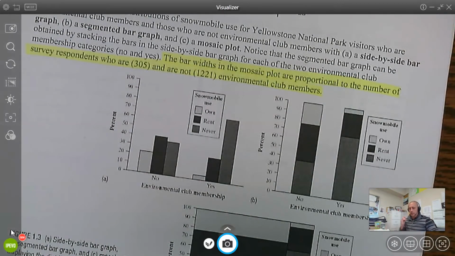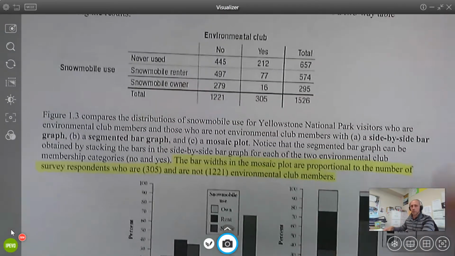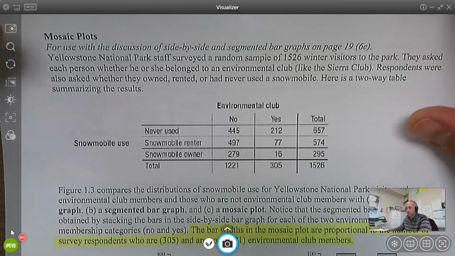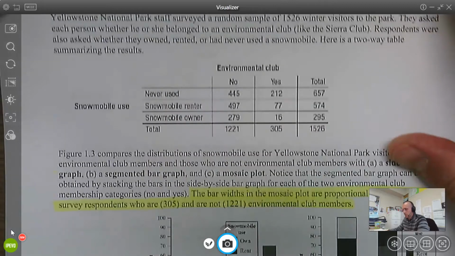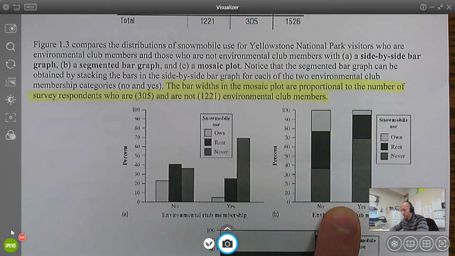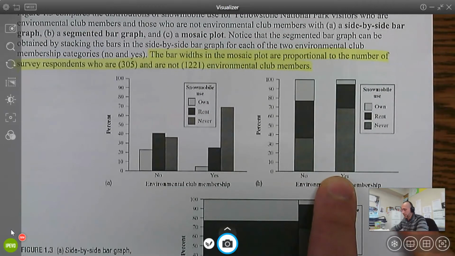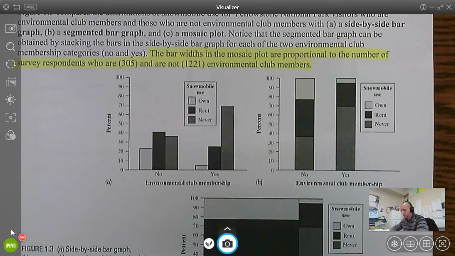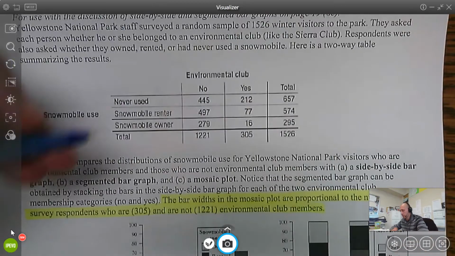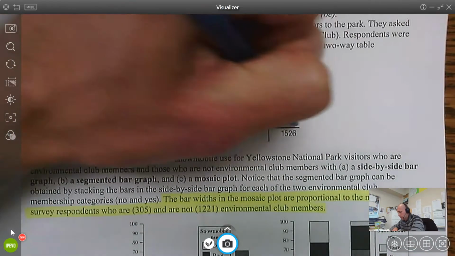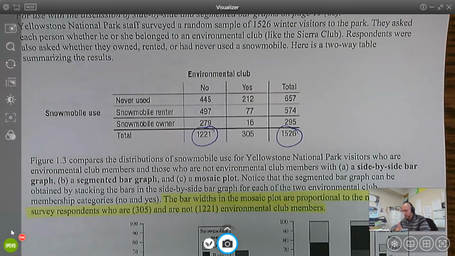One thing that I did not teach that was part of the AP curriculum earlier in the year, I just didn't know if we would have time, that I'm going to go over now, it's nothing really epic, is what's called a mosaic plot. We did side-by-side bar graphs. We did segmented bar graphs. All this is a segmented bar graph where the width is proportional to the overall total. So here, 1,221 out of 1,526, I don't know what that is.